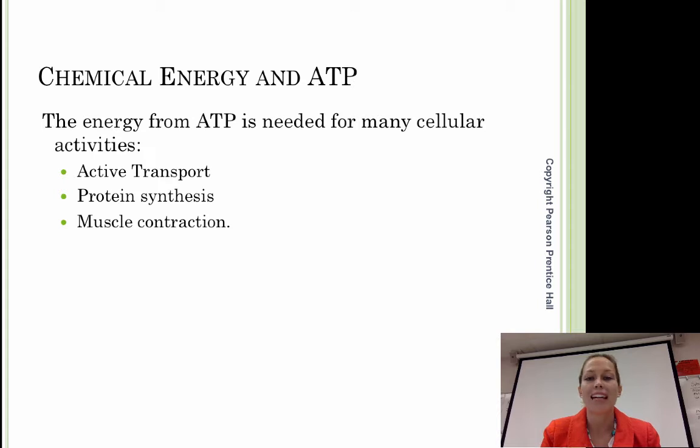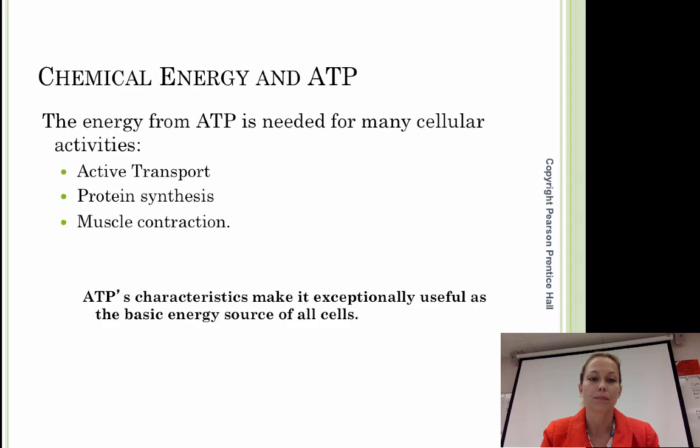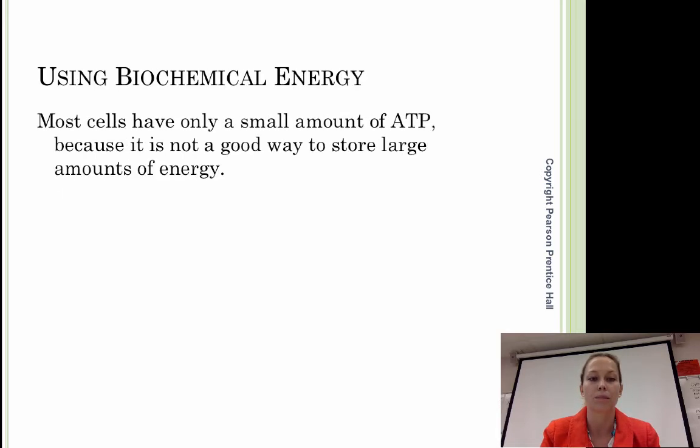So the energy in ATP is needed for many cellular activities. It's needed in active transport. We just finished our unit on cytology and transport across the membrane, and we saw that ATP was used in active transport. It's also used in the production of proteins, and it's also used in your muscles. So ATP's characteristics make it exceptionally useful as the basic energy source of all cells.